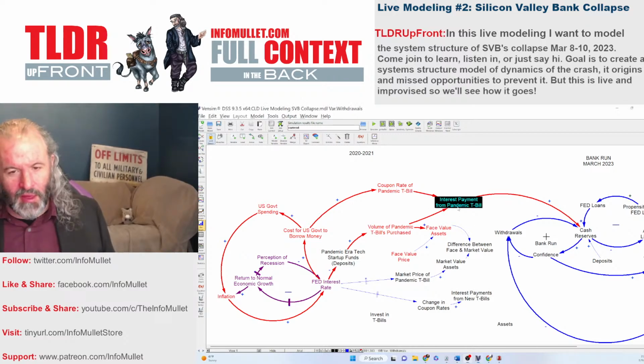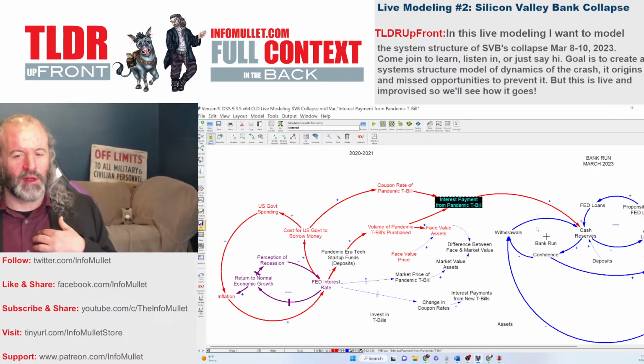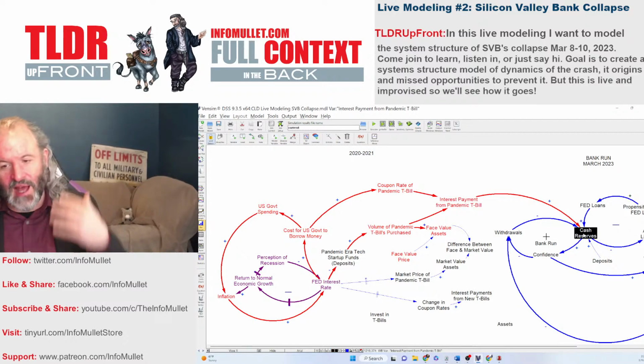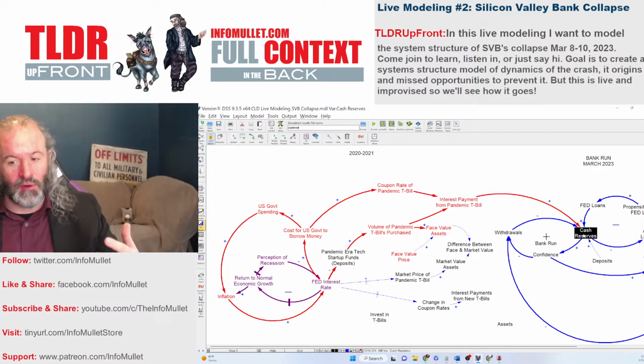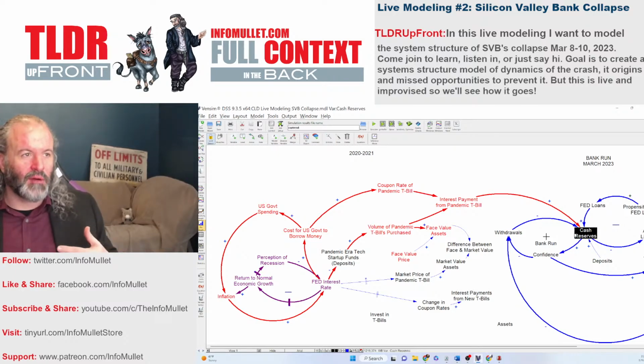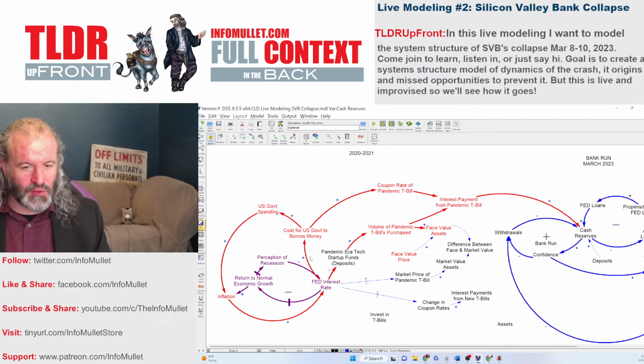So the amount of money coming in from the interest payment from the pandemic T-bills is not enough to meet the outflow of the cash reserves. And what happens then is Moody's approaches them about two weeks ago. I'm reaching the top of the hour that I gave for this, so we'll probably stop it here and pick this up again. So all of this is happening. Everything that's in this red happened in the past, right?